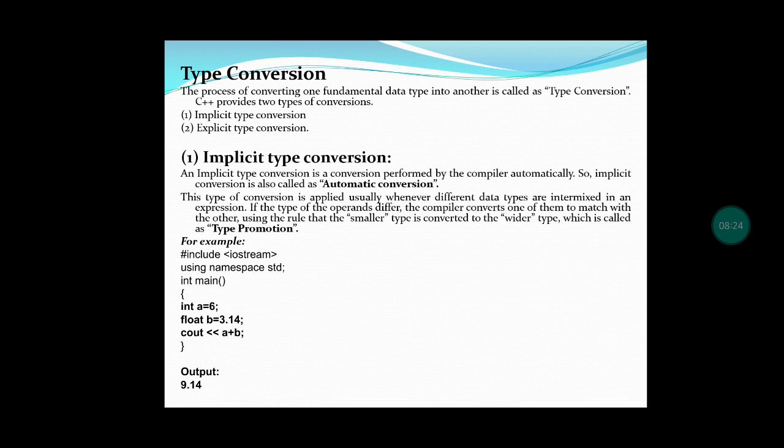Let us see an example for the implicit conversion. Here it is given as int a equals 6 and float b equals 3.14. Here we are adding a and b, so the output will be a float. One variable is integer, another variable is float, so we are getting the answer as 9.14, which is a float. So it has automatically converted the integer value into float. This is called implicit conversion. Next, we will go for the explicit type conversion.